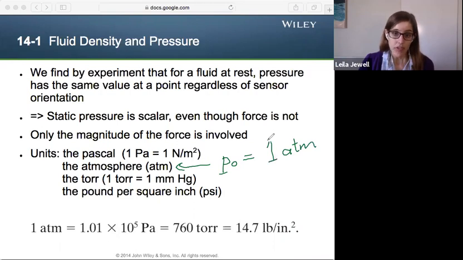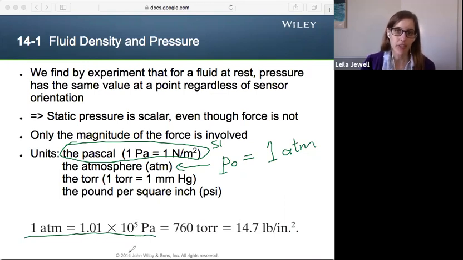Notice 1 atmosphere is not our SI unit. Our SI unit is the pascal. So we often will need to convert to the pascal in order to get there. And so that's where this conversion factor is helpful, that 1 atmosphere is equal to 1.01 times 10 to the 5th pascals.